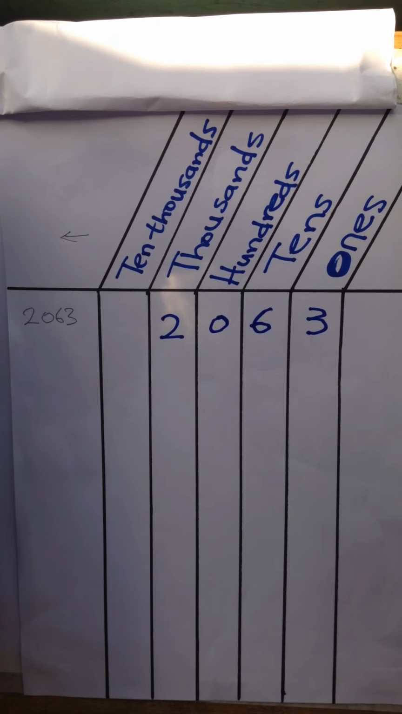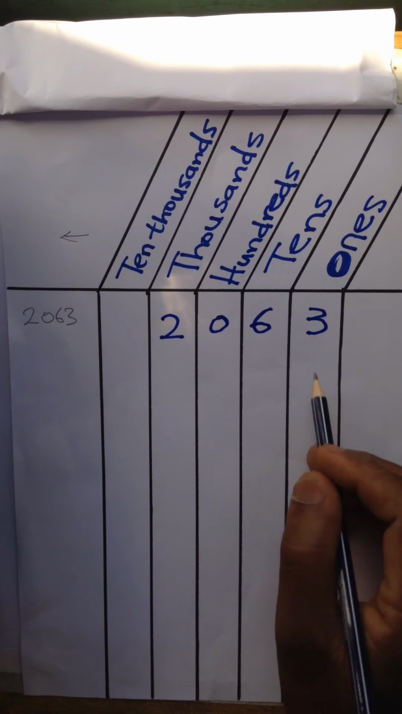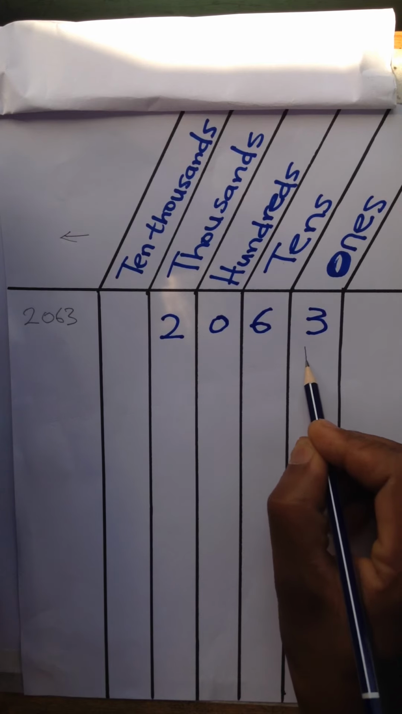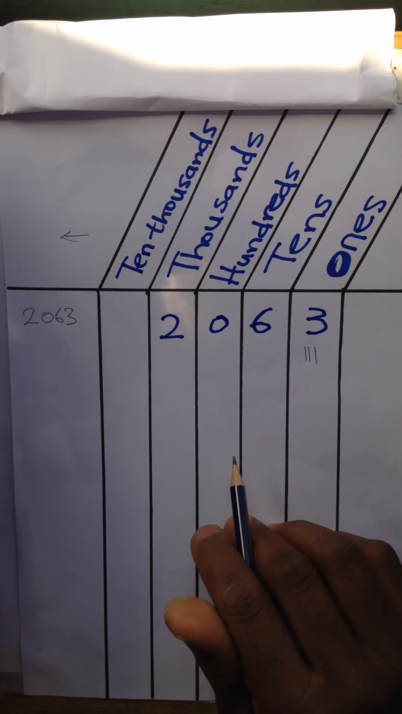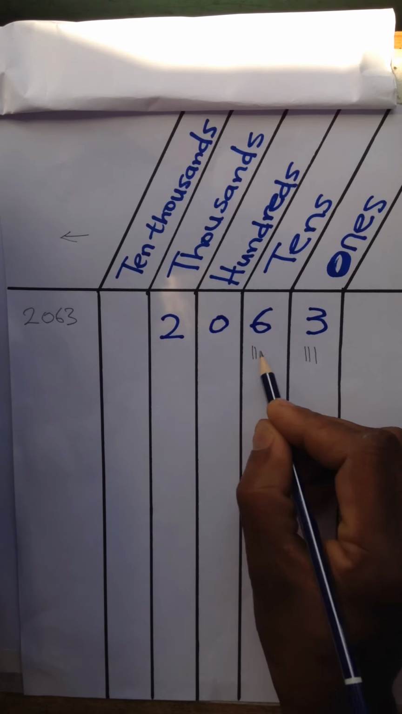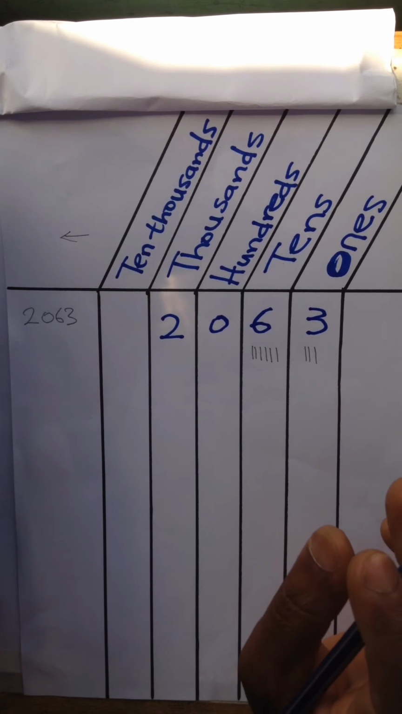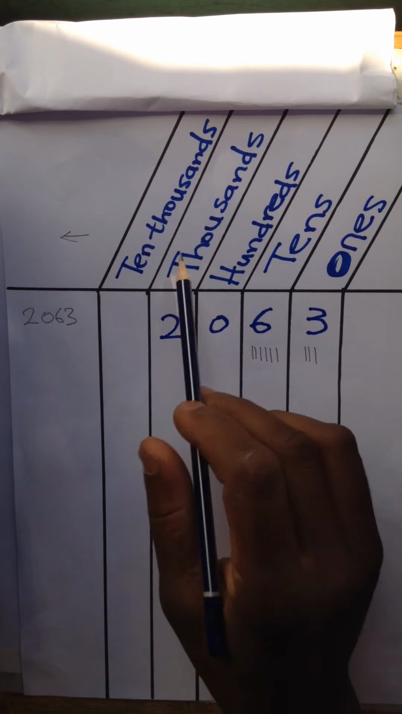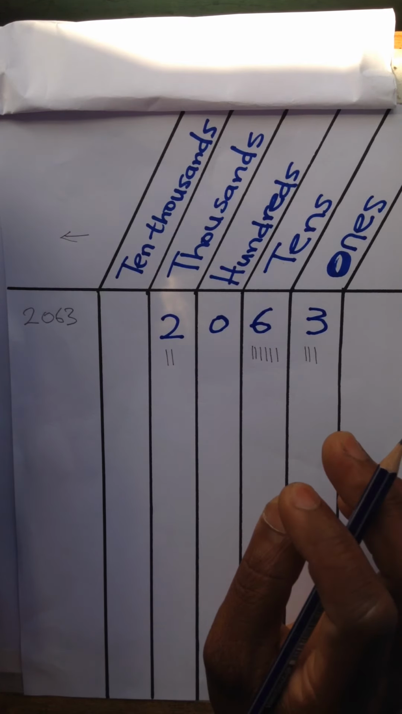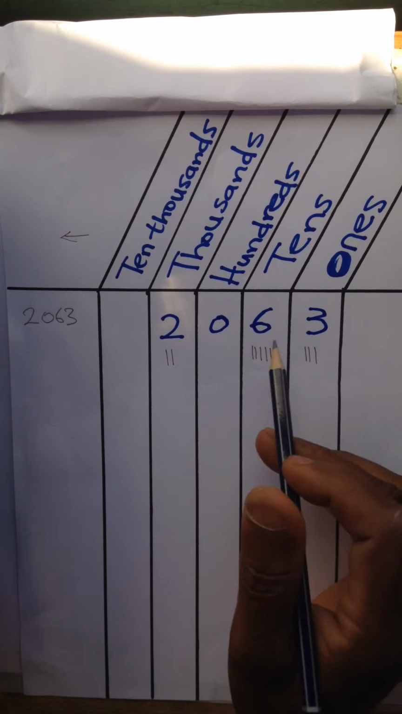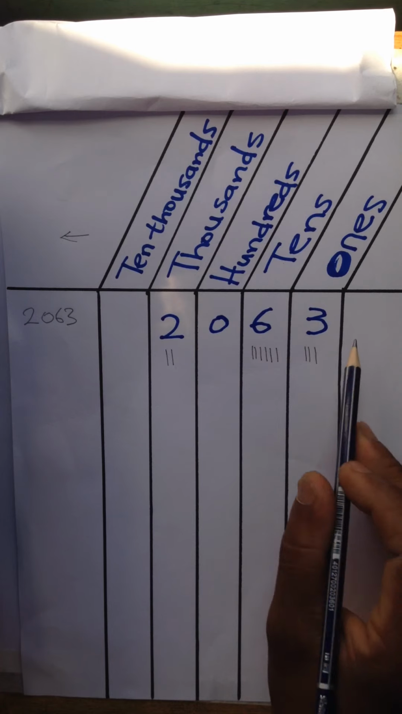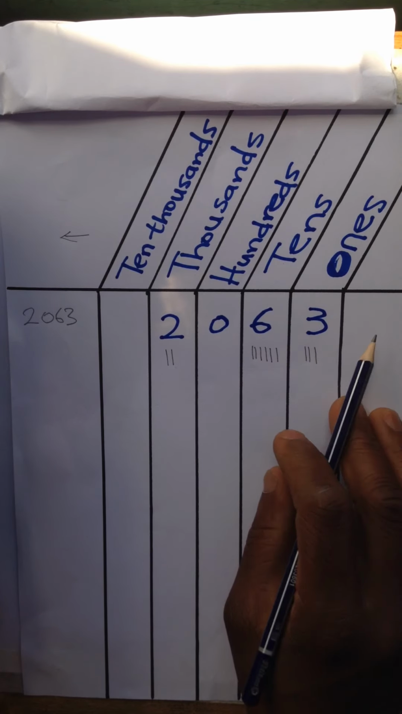Now, if you were to visualize this number, it will look something like this. We have 3 ones, and we have 6 tens: 1, 2, 3, 4, 5, 6. We don't have any hundreds, and then we have 2 thousands: 1, 2. So we have 2 thousands, 0 hundreds, 6 tens, and 3 ones.